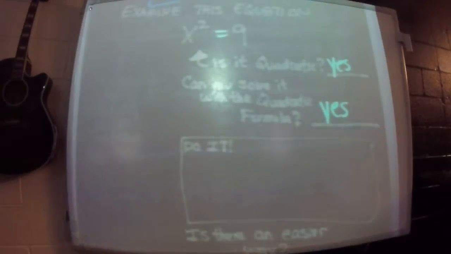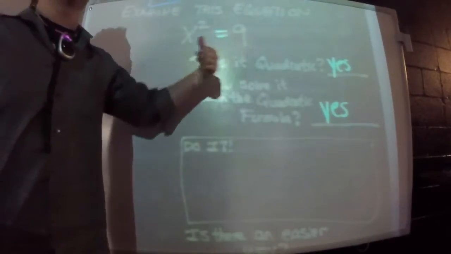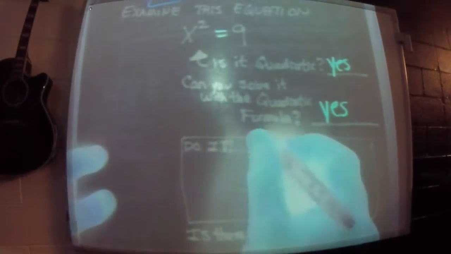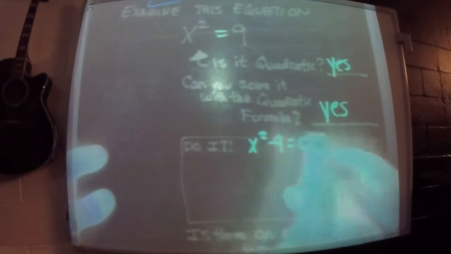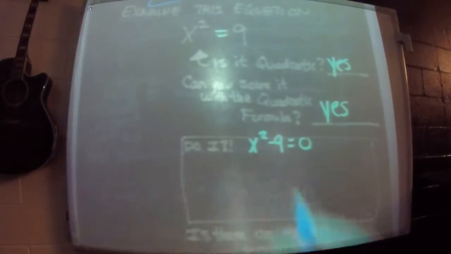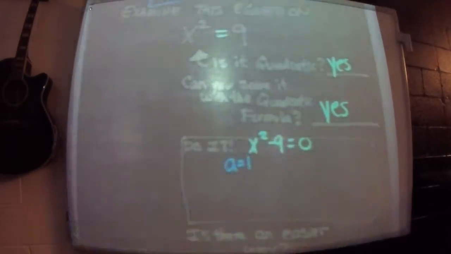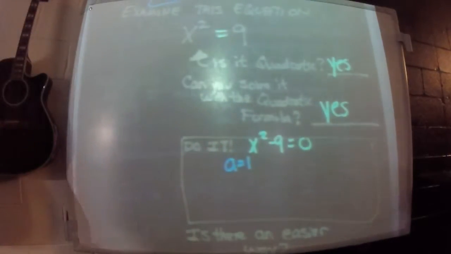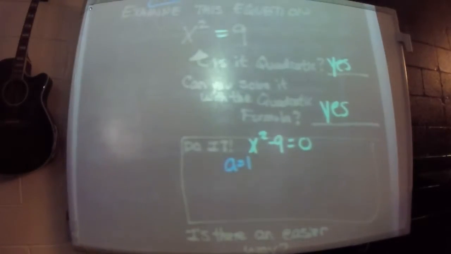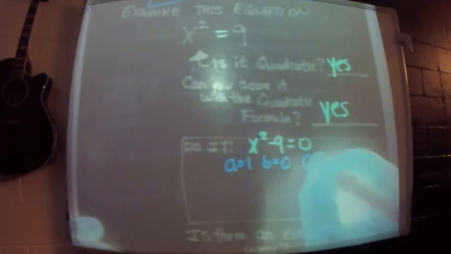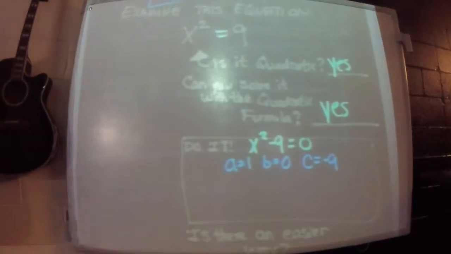What I want to do is move this 9 over to the left, so I want x squared minus 9 equals 0. Identify a, b, and c. So my a is 1. Now do you have a b? No, you don't have an x piece. So what is your b when you don't have it? 0. If you don't have a b, it's because you've got x squared plus 0x minus 9. So b is 0, and then c is negative 9.